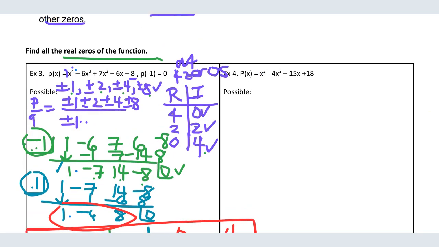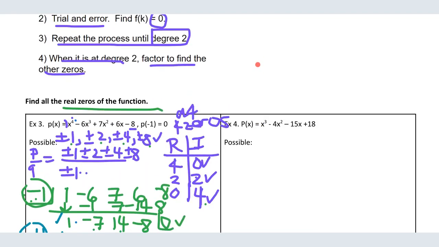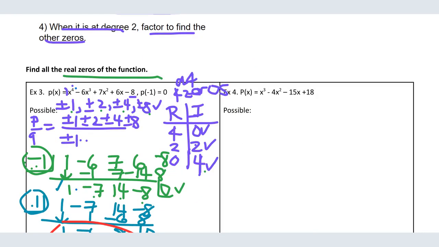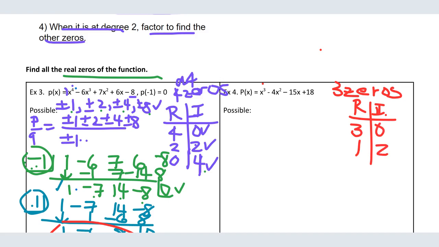Okay, number 4. We have degree 3. That means 3 zeros. Real versus imaginary: real is 3 or 1, and 0 imaginary or 2 imaginaries. Because the total of real and imaginaries is the degree, 3.